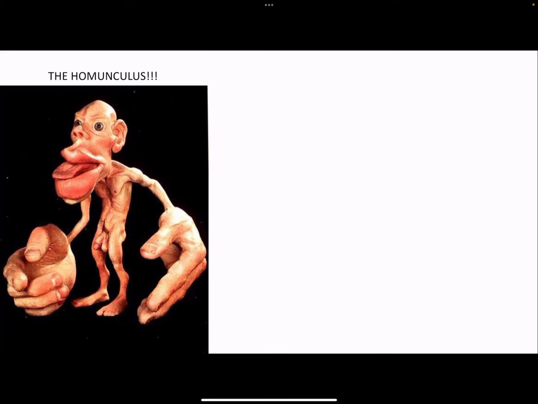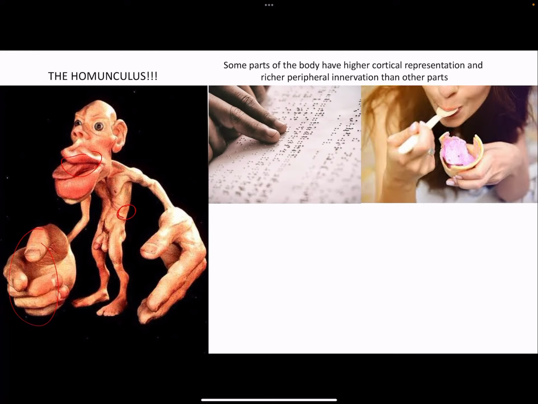So the homunculus, you have more nerves dedicated to things like your hands and your lips, and that makes sense. You've got to feel where you're going. You have to differentiate a sharp object versus a smooth object, and same with your lips. Something hot, something cold, something poisonous, etc. And then something like your left oblique doesn't really need as much high octane sensory differentiation. And so you can read Braille, you can eat ice cream, you can differentiate.